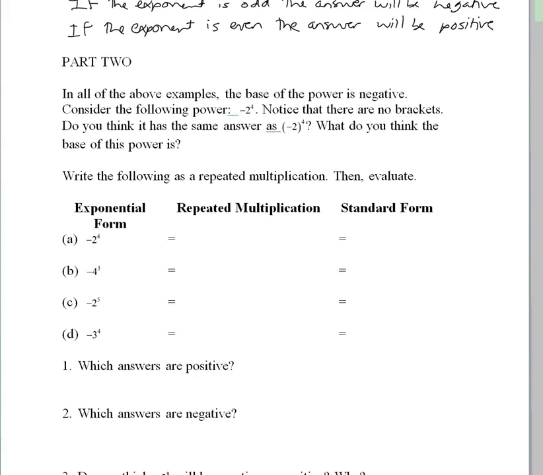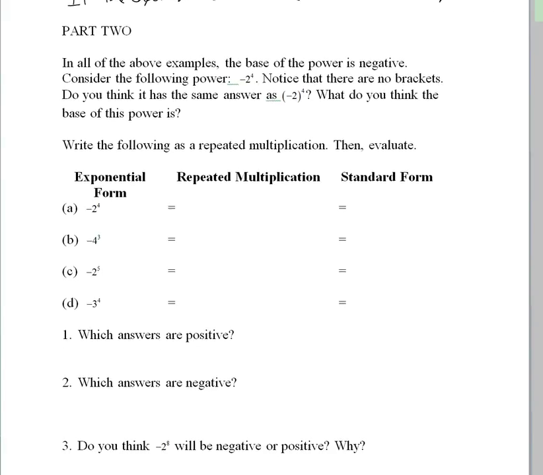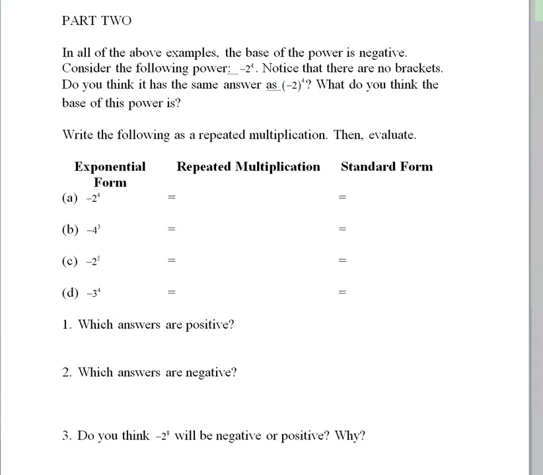In part 2, it talks about how the base was negative in all of those ones we just did. It was -2 times -2 times -2, etc. Now it asks you to look at -2 to the 4 without brackets and compare that to -2 to the 4 with brackets. Do you think that those are the same? Do you think that they're different? Hopefully you're thinking they must be different, otherwise what's the point of having the bracket?